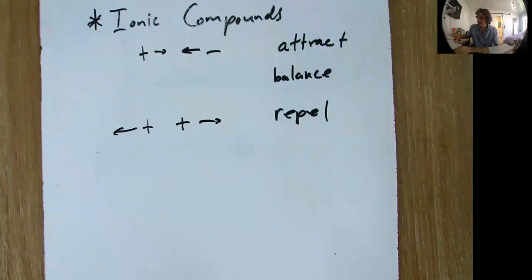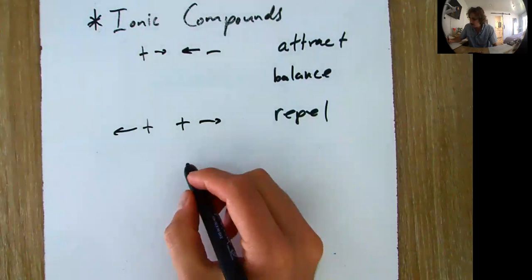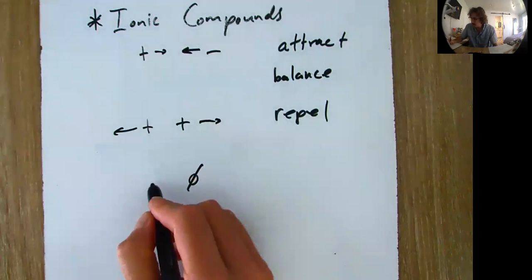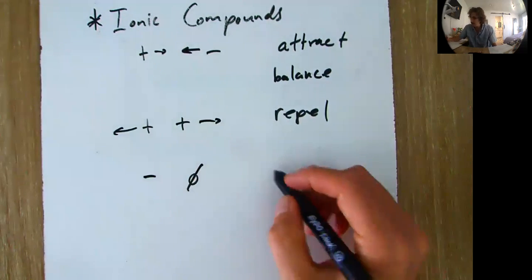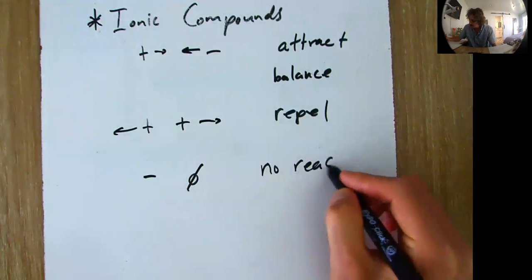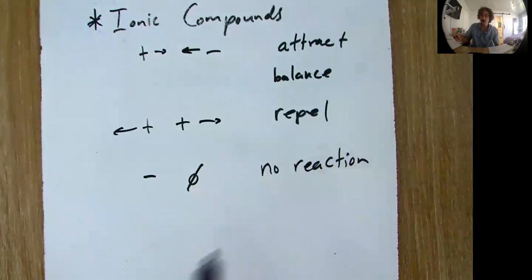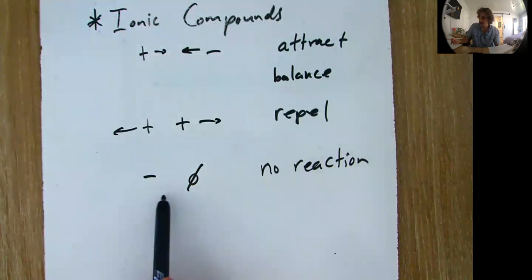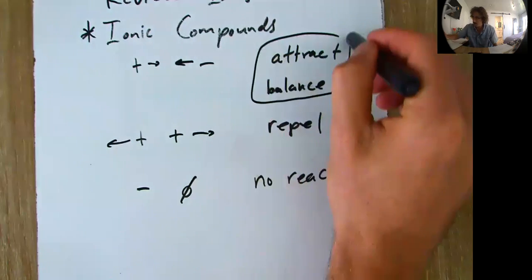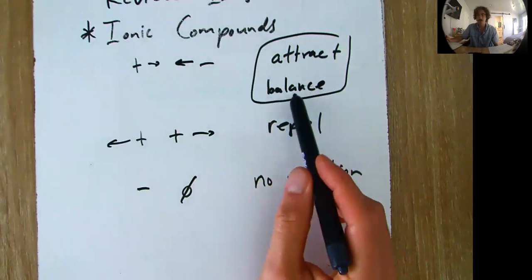The other option of what we'll see is if there is an atom with no charge, and then let's say there's a negative ion right here. Well, what will happen is we can call this a no reaction, because there's no attracting and there's no repelling. We're going to get into this one, the attracting, the most. What does it mean when positive and negatives attract and when the charges balance?